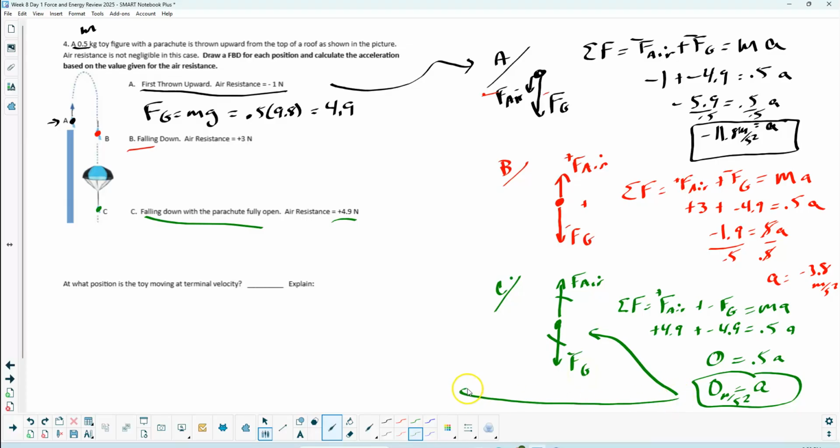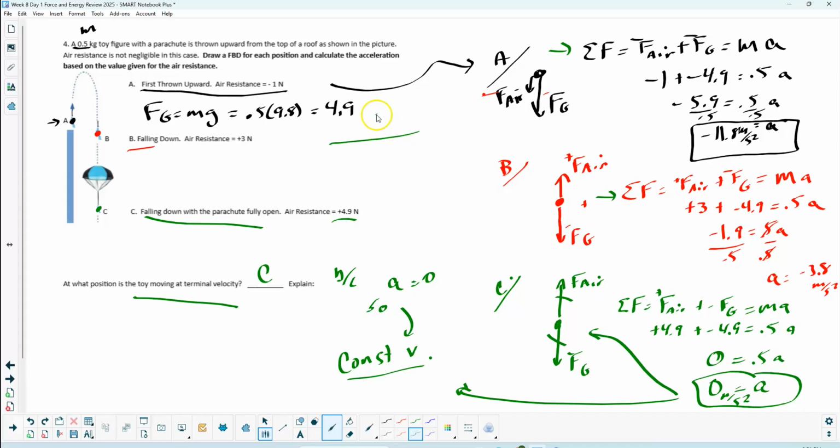And if you have 0 acceleration, that means that it's moving at a constant velocity. When something falls at a constant velocity, that's called terminal velocity. So C is the answer because our acceleration is equal to 0, so we have a constant velocity. So that's a problem that's like looking at free body diagrams, taking your free body diagram and developing tables or charts.